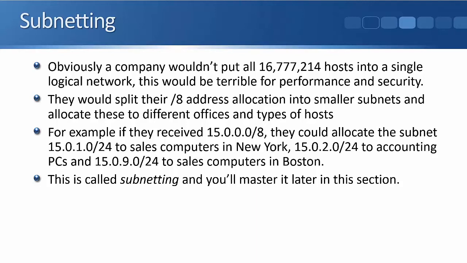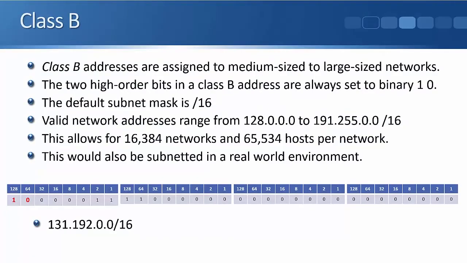So they would have that huge network that they got assigned by the internet authorities, and they would split it up into smaller subnets that they could assign to their different offices and their different types of hosts in different offices. And when you do that, it's called subnetting. You're going to master subnetting in a later lecture because it's super important. Okay, we covered the Class A addresses.